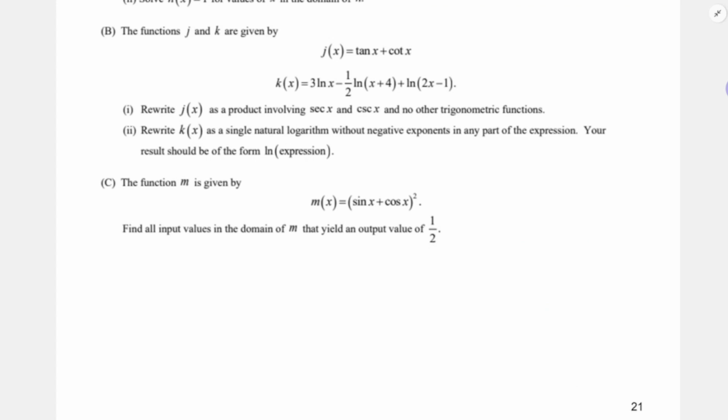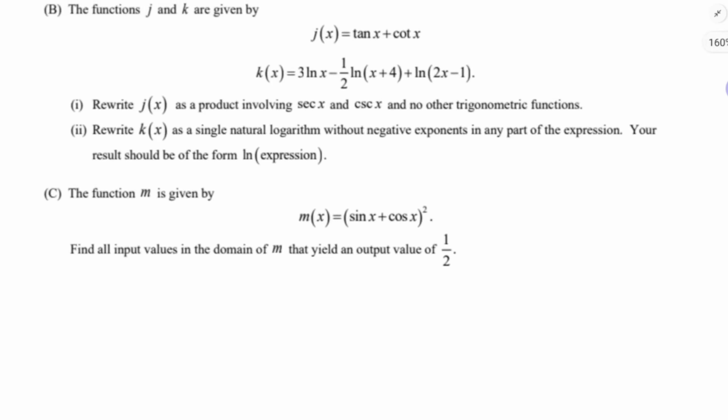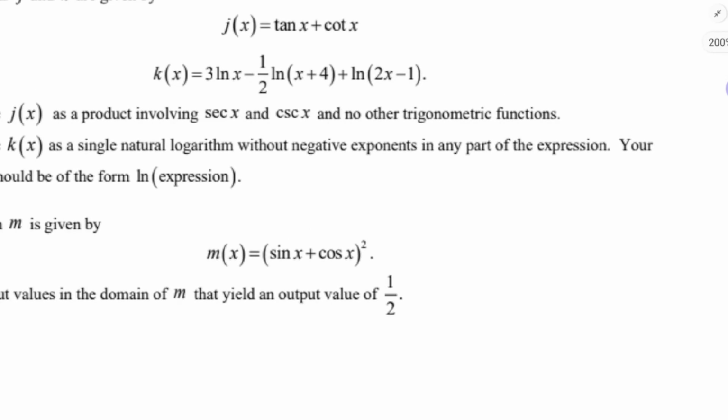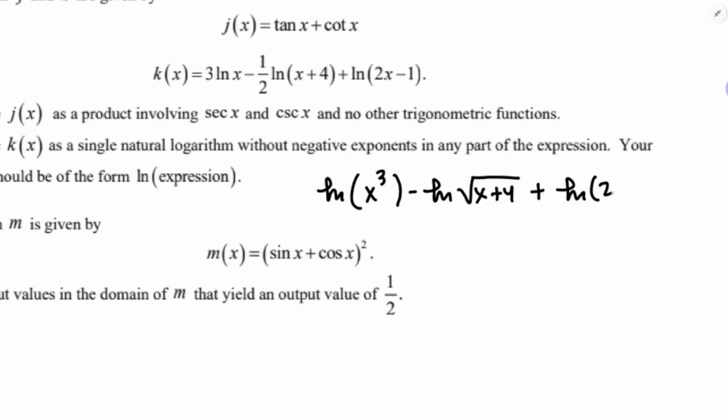And part k: single natural log, no negative exponents anywhere. Okay. Right, well, I'm just going to start with that 3 natural log x and make that natural log of x cubed. That 1/2, I'm going to make that a square root, natural log of the square root of x plus 4, because that 1/2 can be written as a power of the argument, and the 1/2 power is the square root. So plus natural log of 2x minus 1.